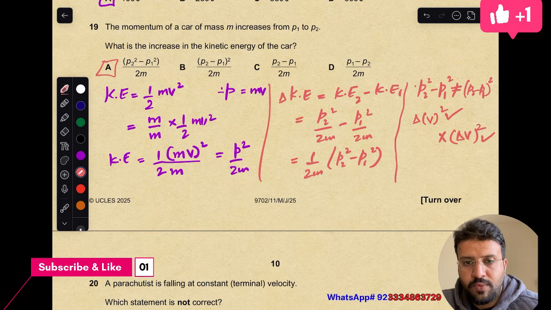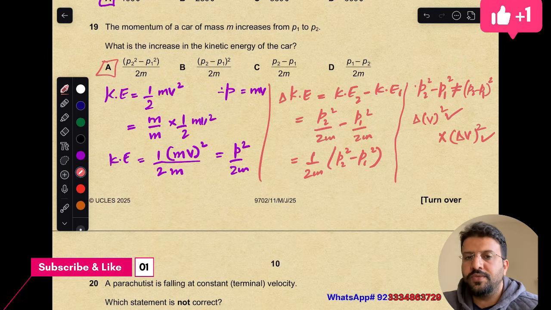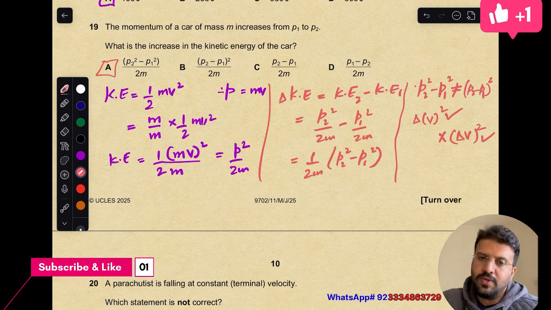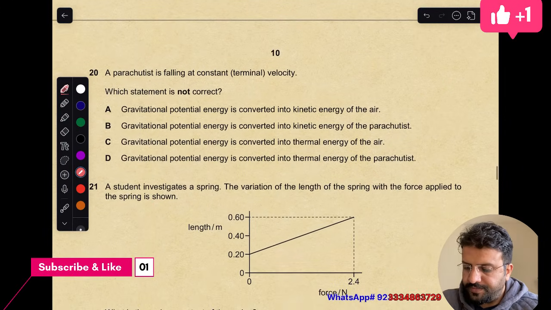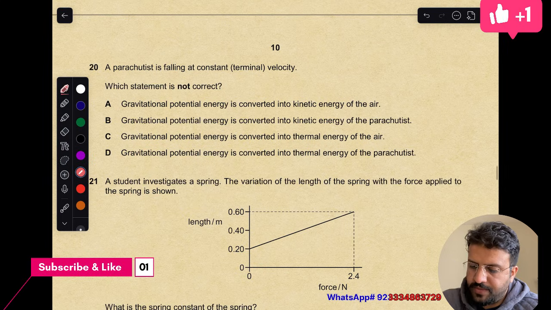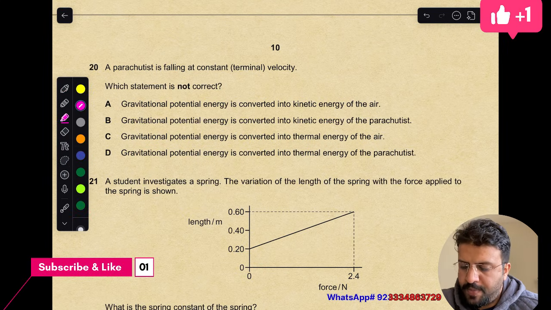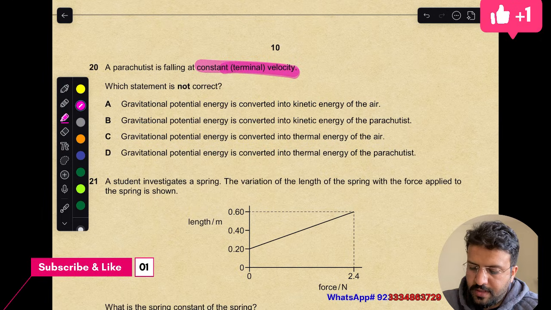Okay, so that you have to keep in mind. It is the change in square of momentum, then you have to find the change. Okay, not do the other way around. Okay, so in the next question, question 20, what we have: a parachutist is falling at a constant terminal velocity.